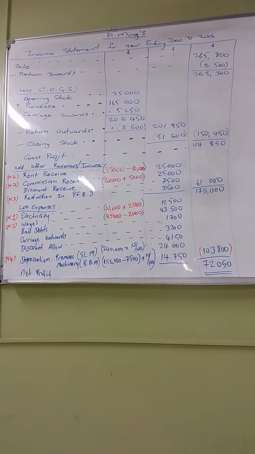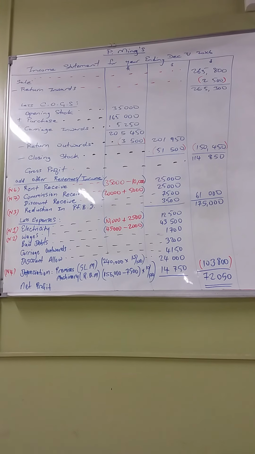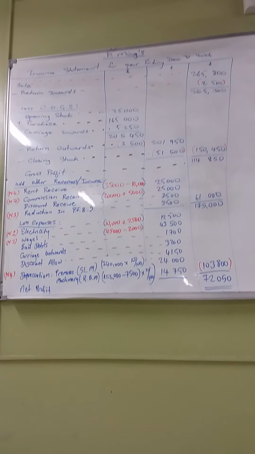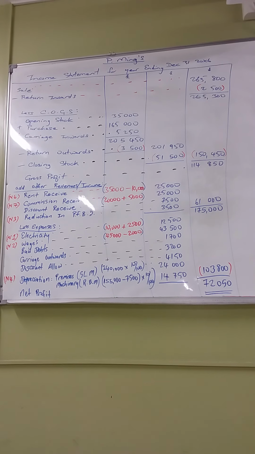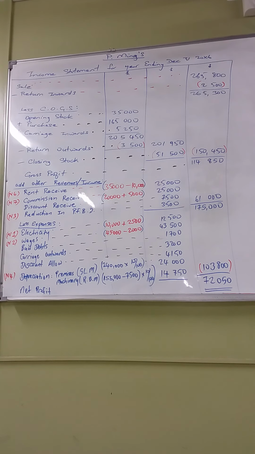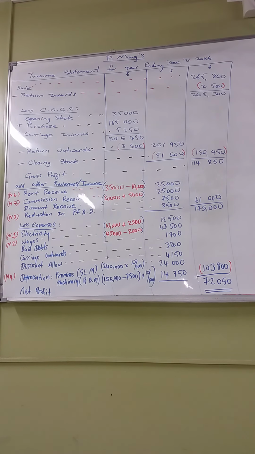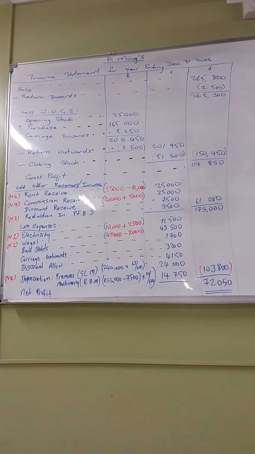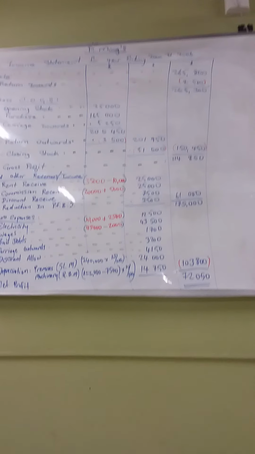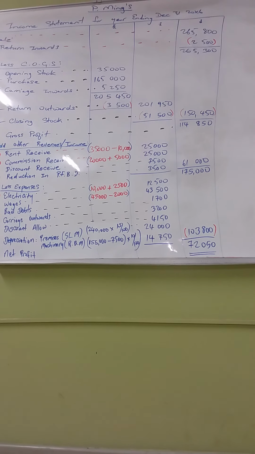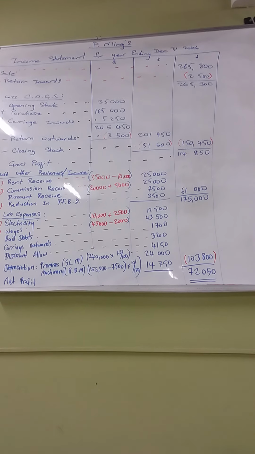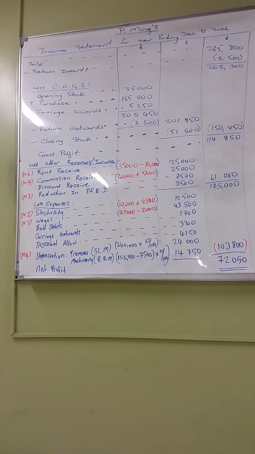Alright guys, we're looking at the income statement for P Ming. This is sent to your email. It is question 1. You see we started out with our sales. Our sales was 265,800. Then we minus our return inwards. Our return inwards there was 2005. When you minus the 2005 there, you get 265,300.